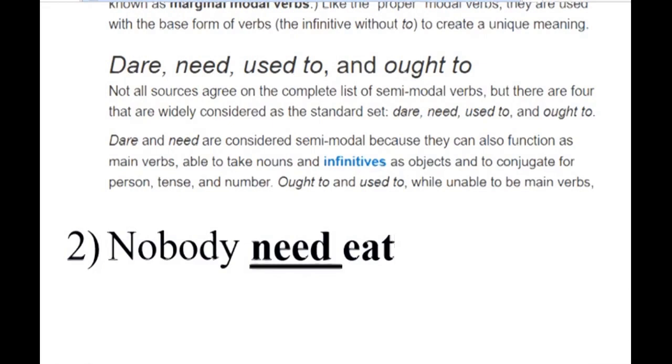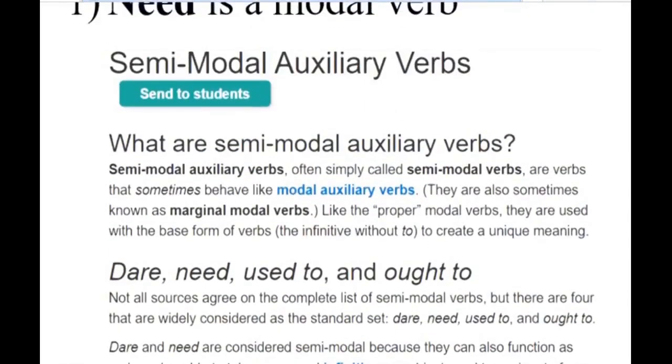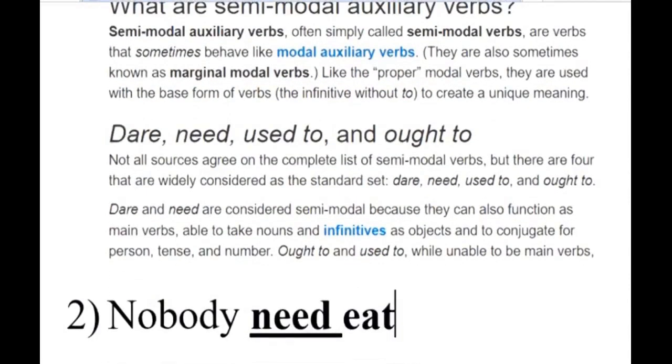You can see a piece of the article which I have found on this topic, semi-modal auxiliary verbs. And we can read here, dare and need are considered semi-modal because they can also function as main verbs, able to take nouns and infinitives, and so on. So you can find this article and read for yourself. So this is the first point, which is wrong.